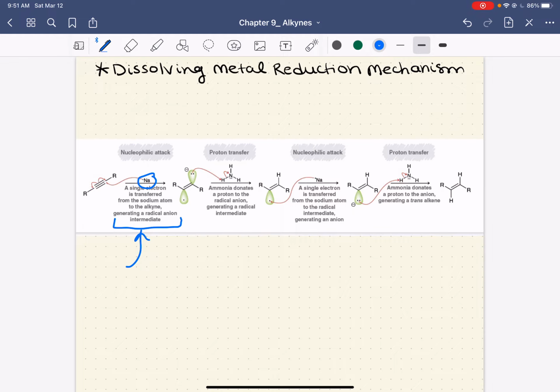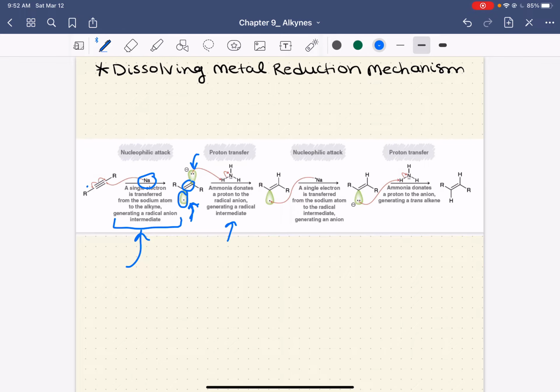And so we're going to leave the details of this radical reaction to chapter 10, but we just want to give a quick overview of how a dissolving metal reaction really works. So a single electron is transferred to the alkyne, generating this radical anion intermediate. We've given the single electron to one side of the triple bond. We've broken the triple bond. We now have a double bond where one side has a pair of electrons and a negative charge, and the other side has a single electron.